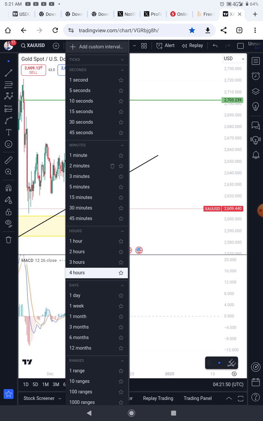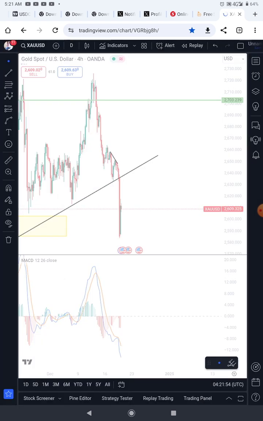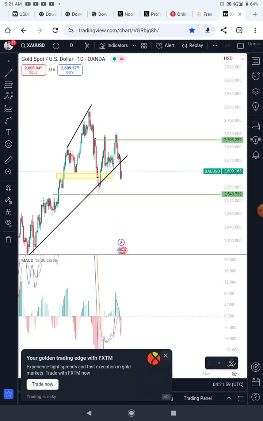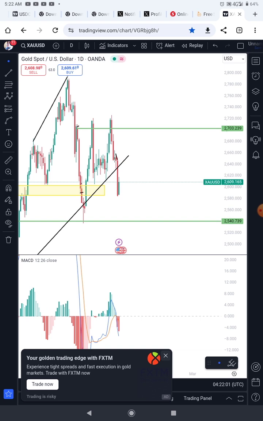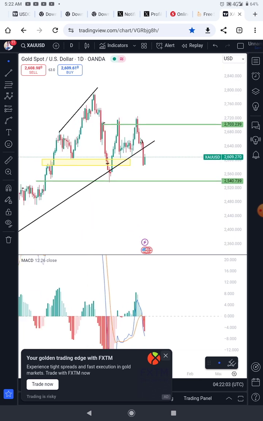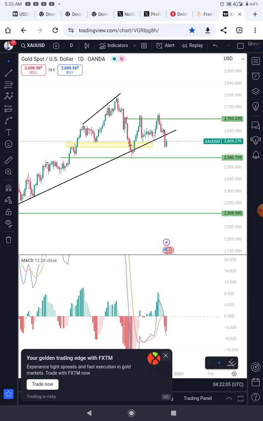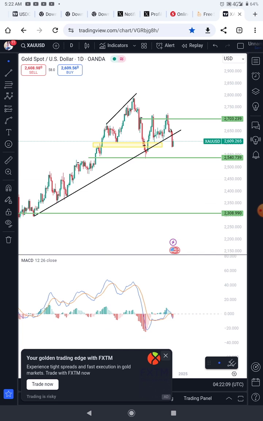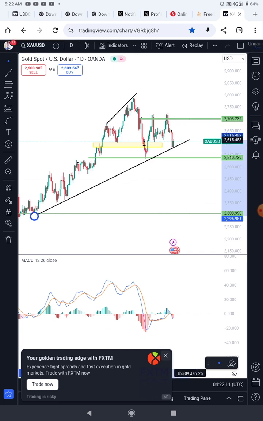What is gold doing? Gold is doing something nice here. Anything can happen for gold because, let me draw this way. Anything can happen for gold.